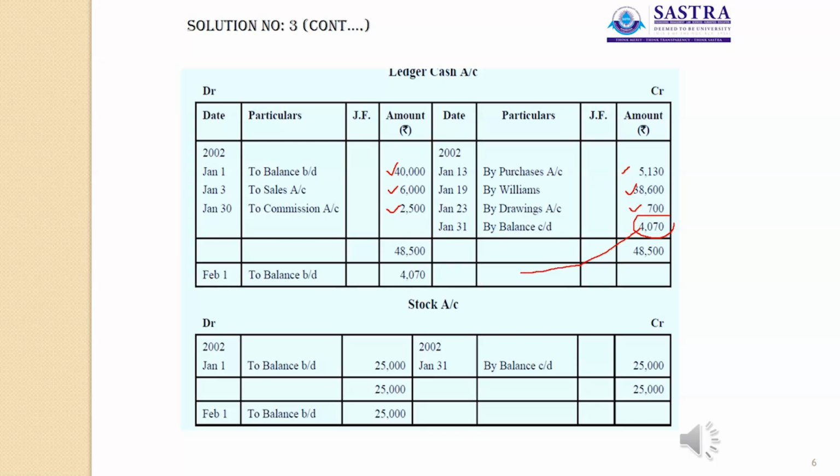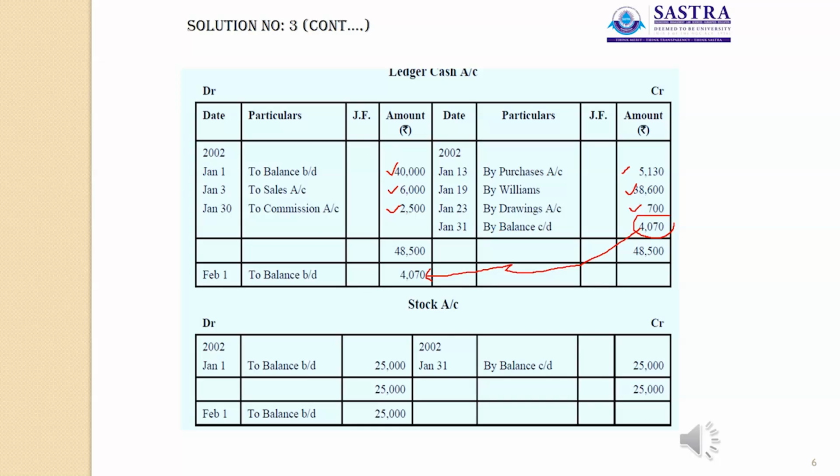So next month, February 1st, 4,070. So the cash account shows a debit balance. If the cash account shows a debit balance, that is treated as an asset. So that is a favorable balance. Then we have to prepare the next account, the stock account.